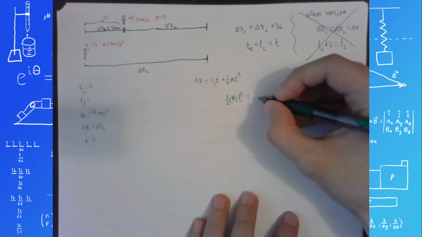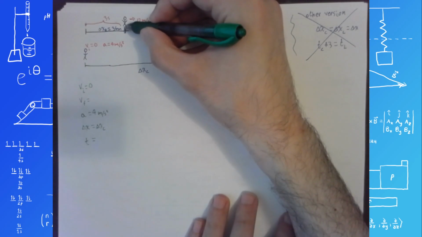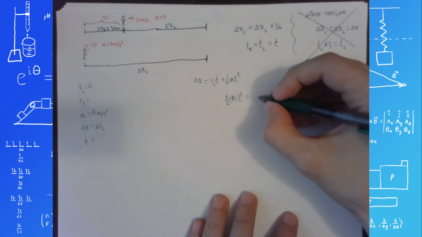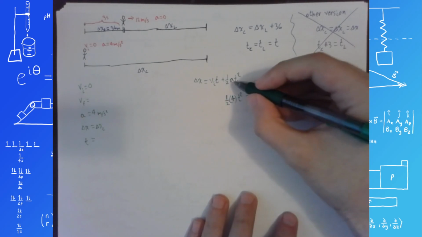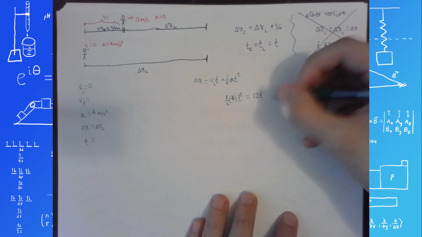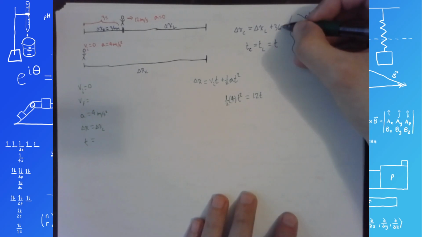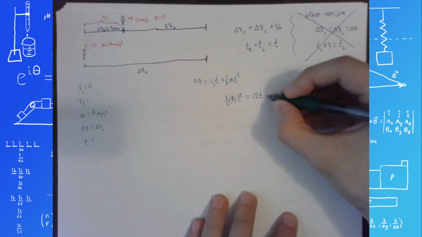is going to be 12 times the same amount of time measured from this point. Remember, the 3 seconds are already accounted for in our version of the solution. So 12 times t plus 1/2 of their acceleration times time squared. Well, their acceleration is 0, so plus nothing. And then they've got the plus 36. So delta x of the chaser equals delta x of the leader plus 36.